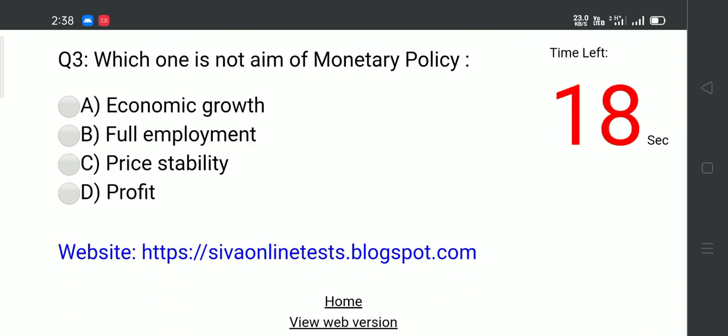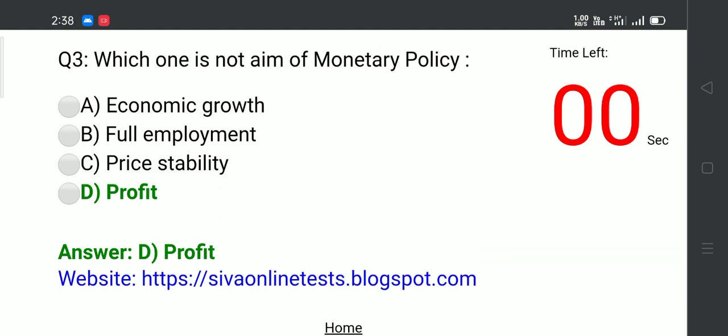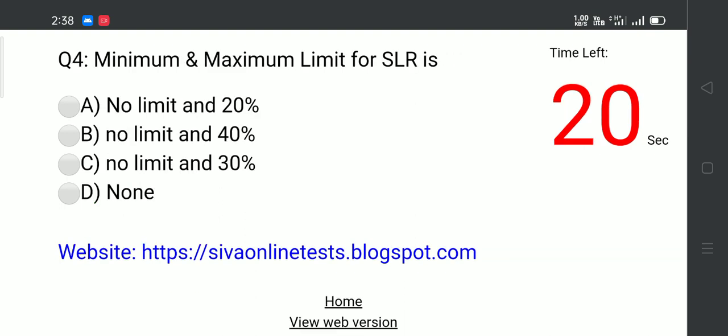Question 3. Which one is not aim of monetary policy? Options. A. Economic growth. B. Full employment. C. Price stability. D. Profit. Answer. D. Profit.